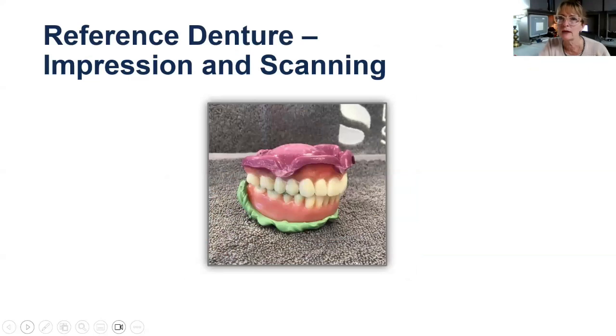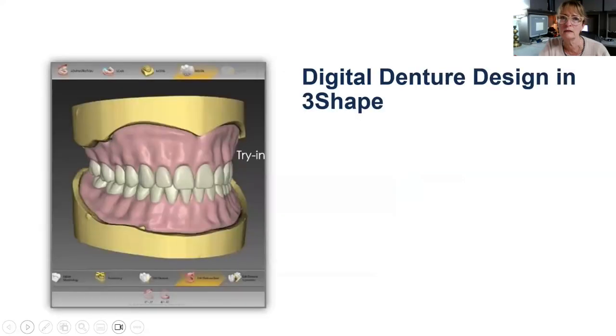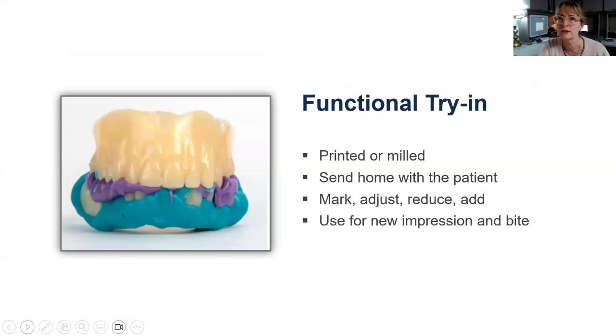That's an example of a reference denture. We did that one with a prime scan. And I wanted to show you, at the laboratory, we also use 3Shape as our design software for the digital denture. So that's just an image of one of the try-ins set for the digital denture. This is an example of the functional try-in, so it's a maxillary and mandibular functional try-in.